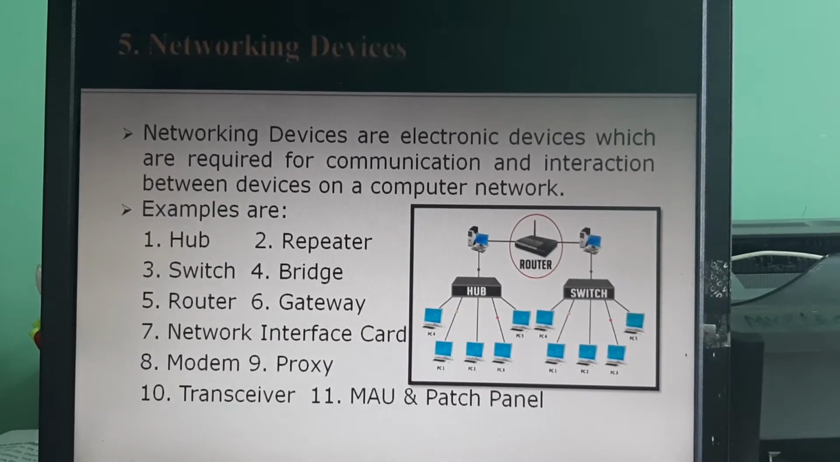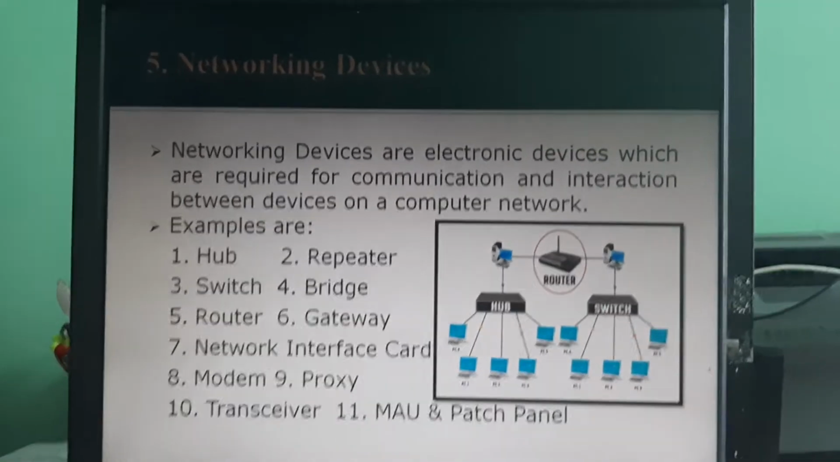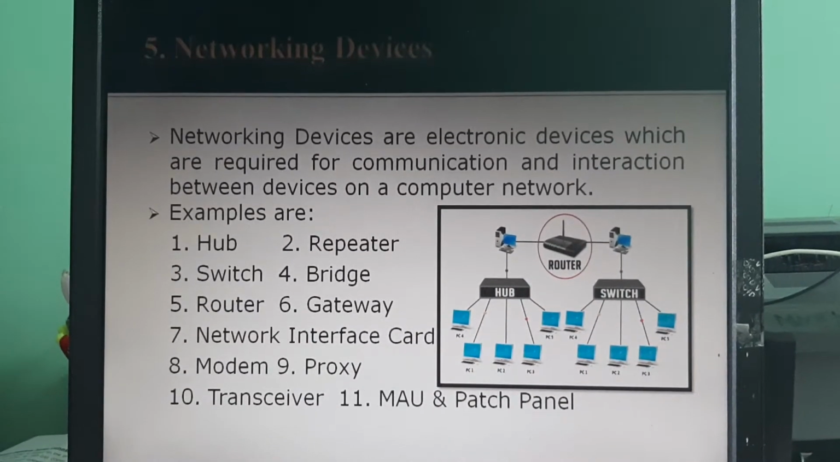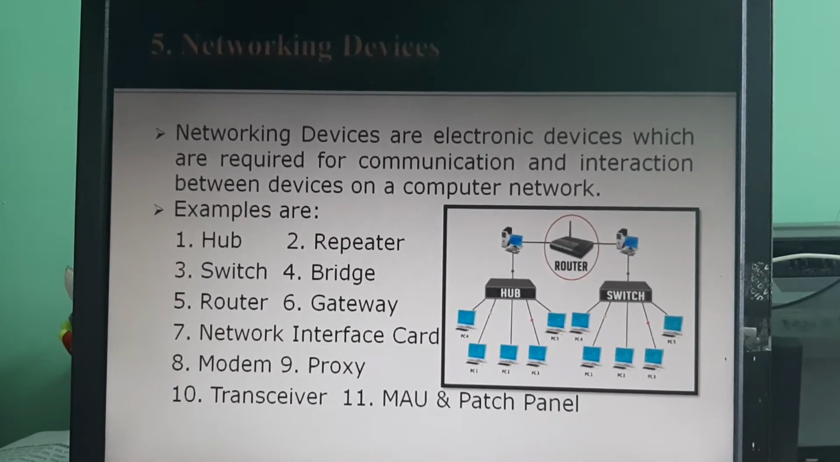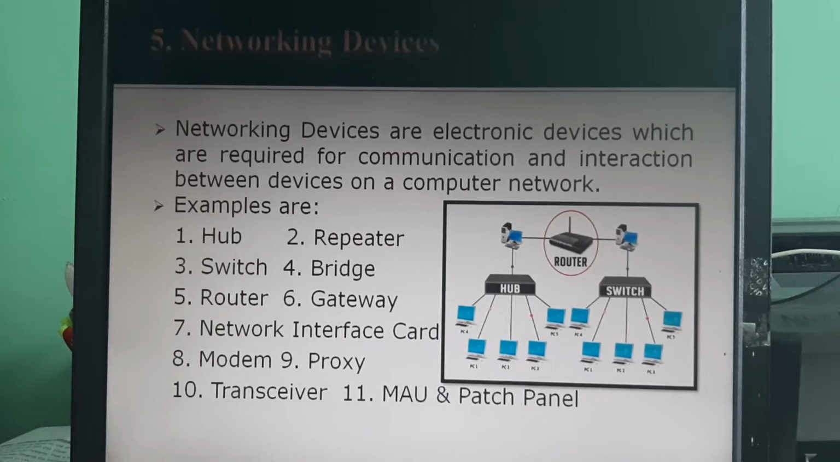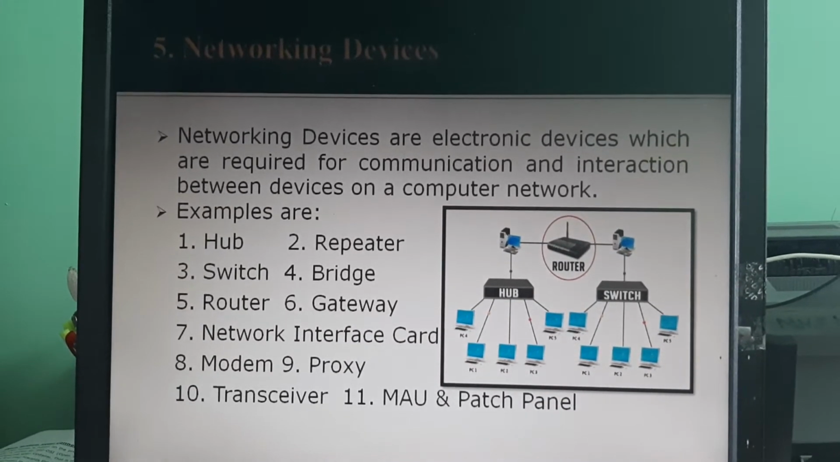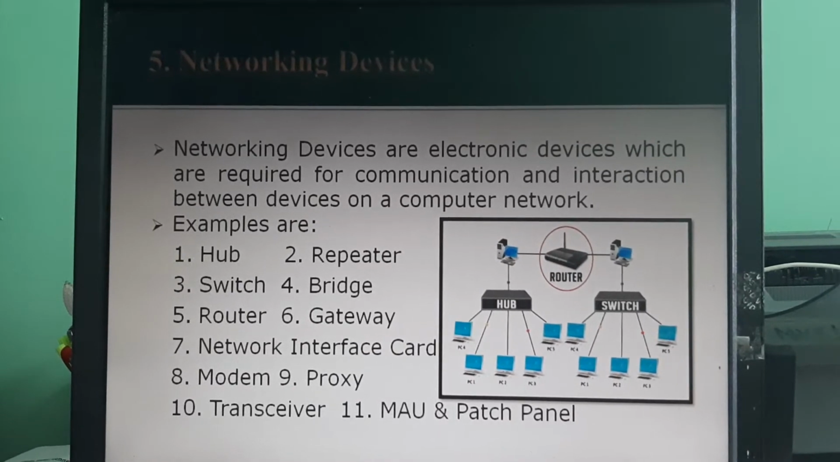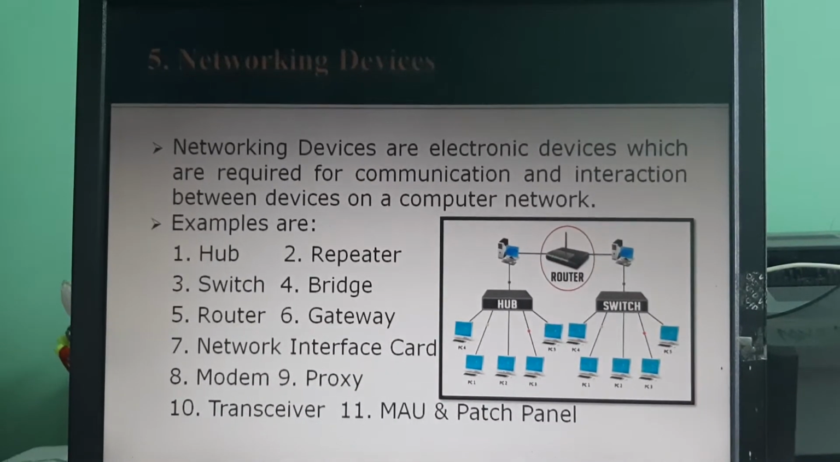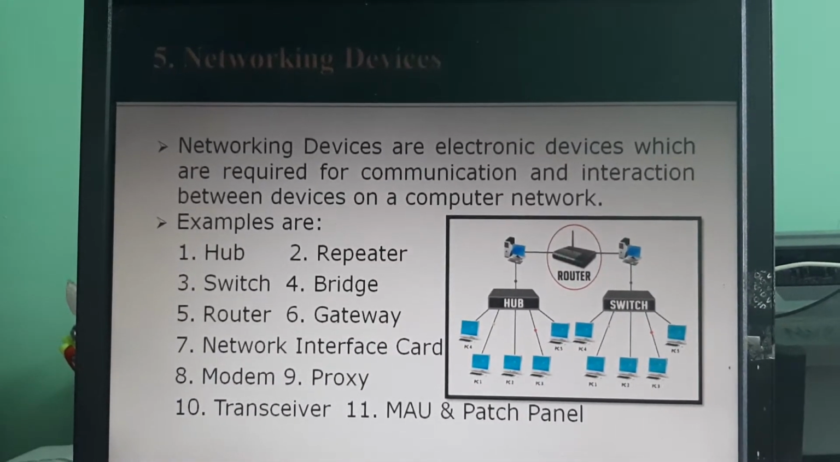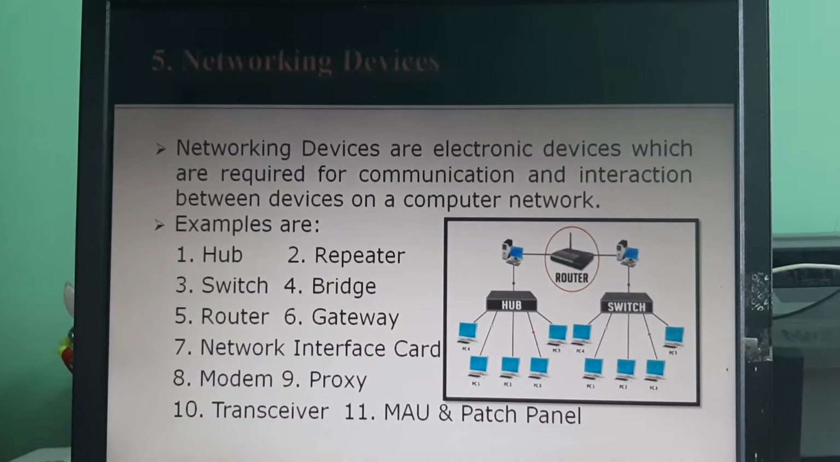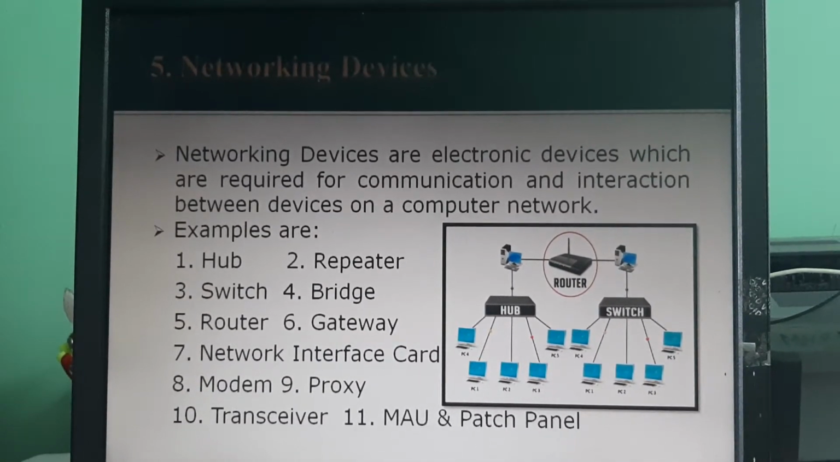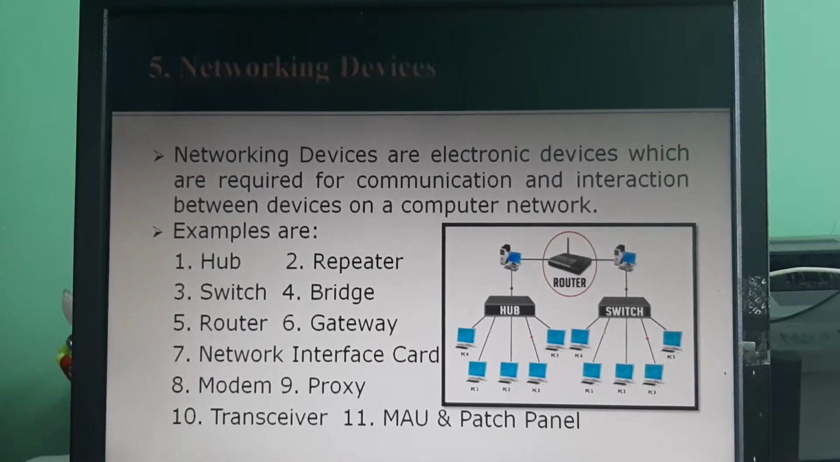In Unit 3, as I told you earlier, there are 6 subtopics, out of which 4 topics were completed in the previous video. Today, we are discussing the 5th topic of Part 1, Computer Networks, in Unit 3, that is network devices.